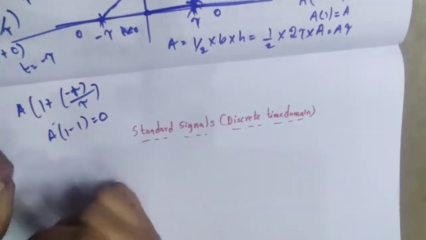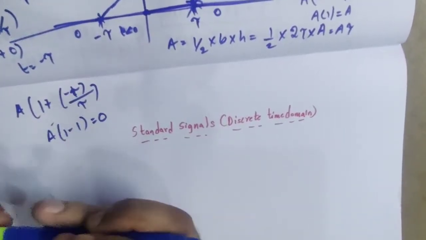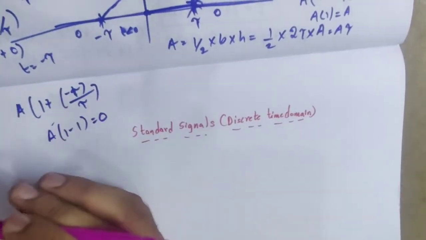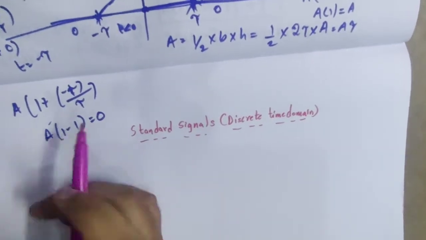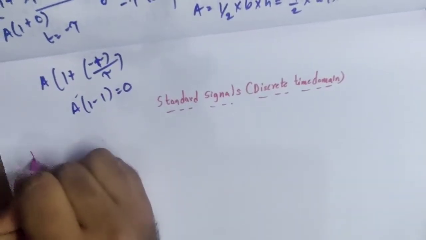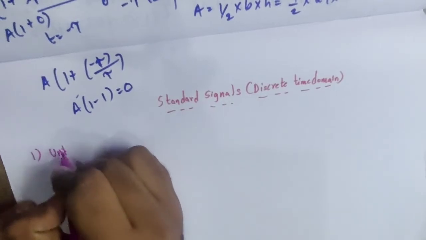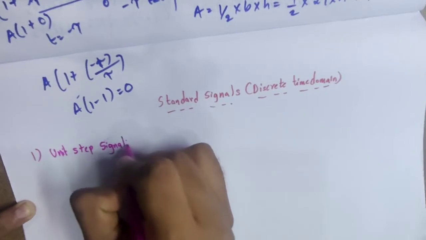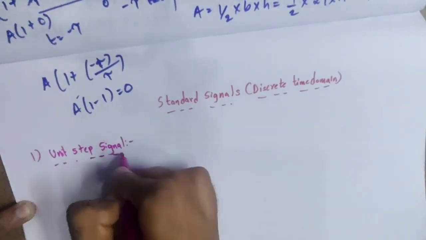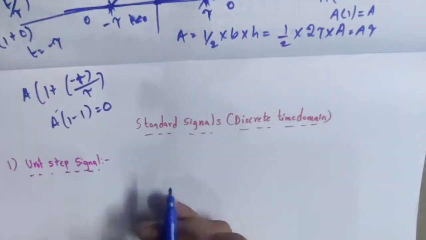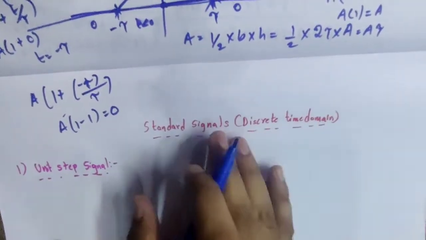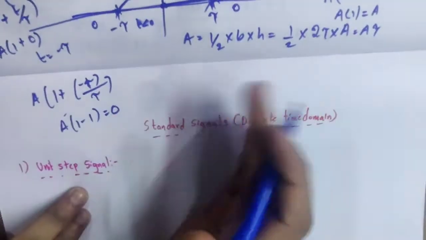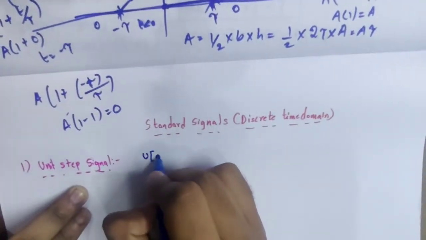First function, what did we see in the continuous time domain? It was unit step function. So taking the same function, let me change the sketch. Yeah, unit step function or signal. See, the concept will be same, but the only difference will be that the time domain will be varying. How will we represent it in discrete time domain?